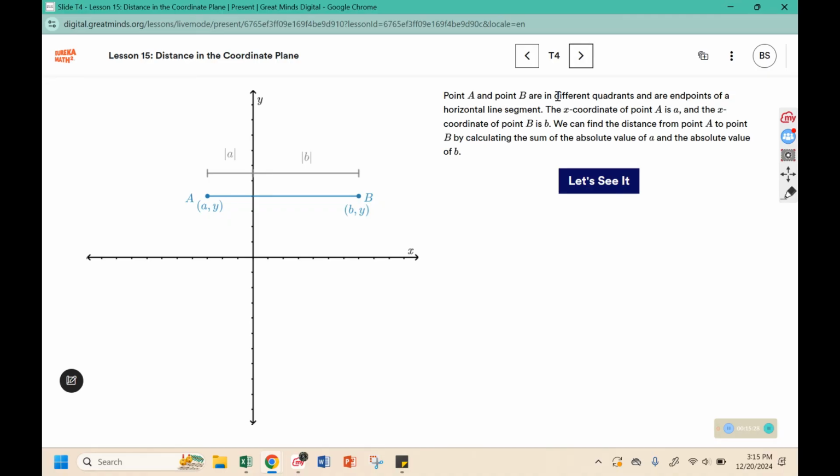Point A and point B are in different quadrants and are endpoints of a horizontal line segment. The x-coordinate of A says A, and the x-coordinate of B says B. We can find the distance by calculating the sum, that's an addition problem, of the absolute value of A and B. So you see they added them. When they're in different quadrants, we add the absolute values. When they were in the same quadrant, we subtracted their absolute values.